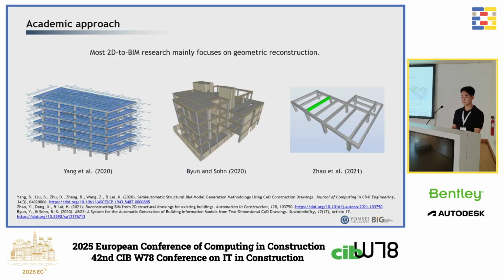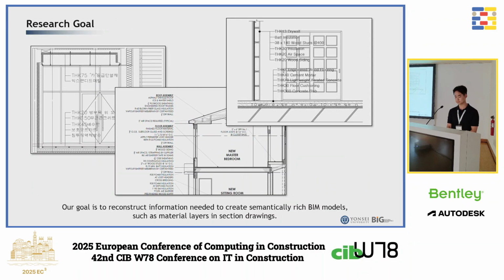A review of the past 5 years shows that while geometric reconstruction has improved, semantic information is still lacking. However, material layer information, a key part of architectural meaning, has been largely overlooked. To address this gap, we aim to enrich BIM models with semantic information by using material annotations from section drawings. We propose a method to generate BIM objects that include detailed material layer data.